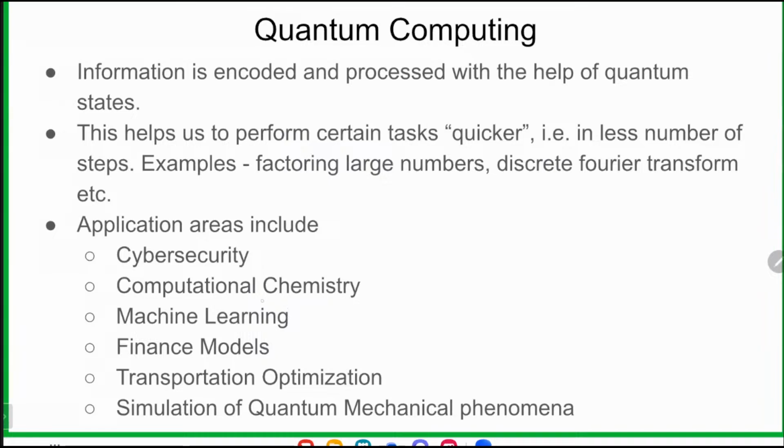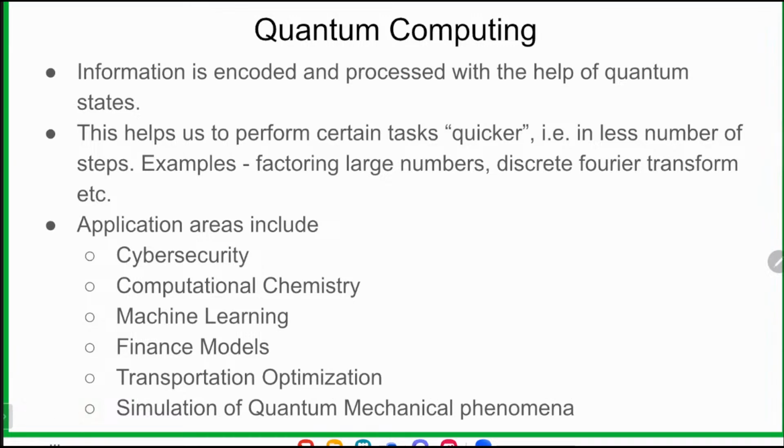So, for example, in machine learning, oftentimes in certain problems we have to do matrix inversion, and that is something which quantum computers can handle very efficiently. They can do it in a much smaller number of steps. And another important application is the simulation of different quantum mechanical phenomena.